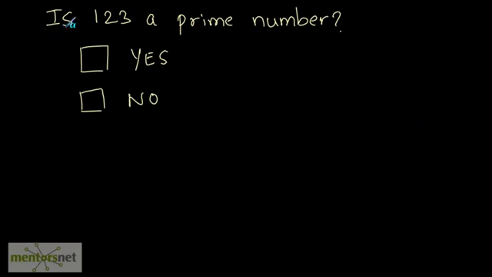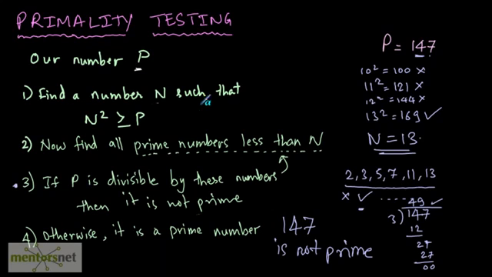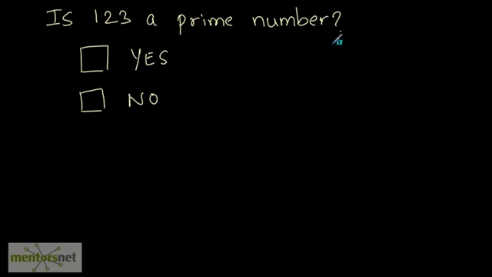We have a question here. Is 123 a prime number? Yes or no? So let's do those steps again. Find a number n such that n square is greater than or equal to p. So we have p equals 123. N could be anything from 10, 11, 12.